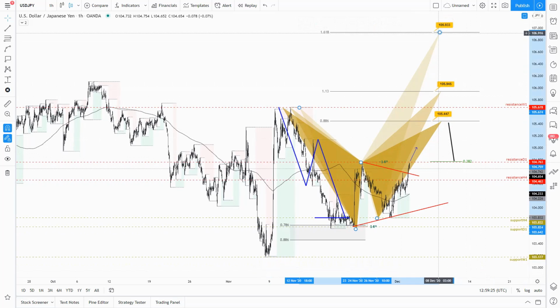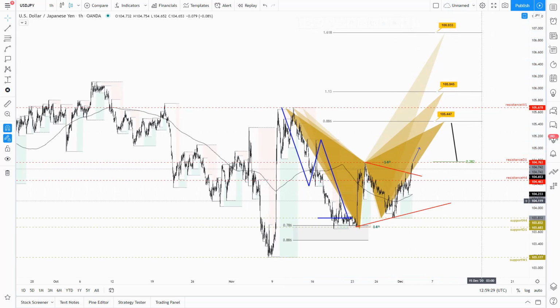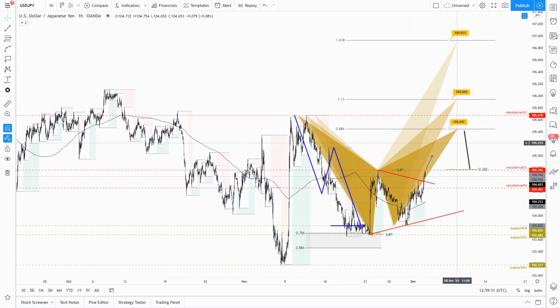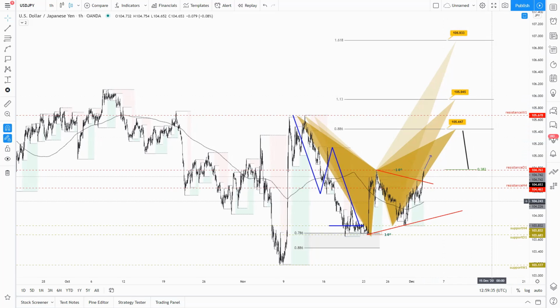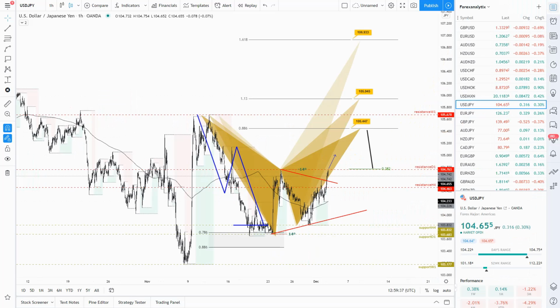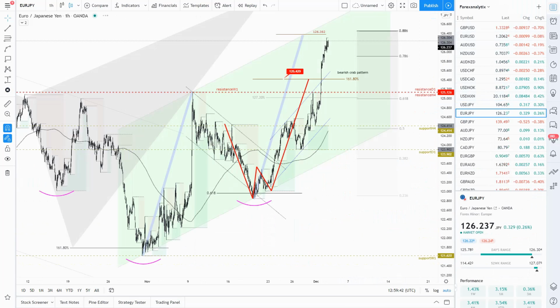And if it fails 106.93, we may see the price trading even higher if the price decides to ignore these Fibonacci levels for the BAT and the alt BAT pattern above.